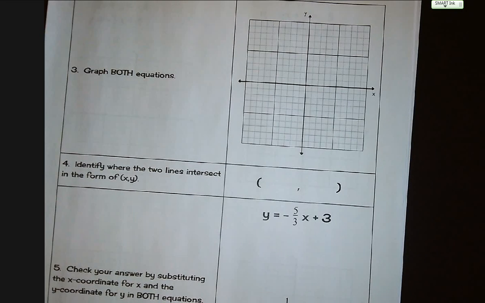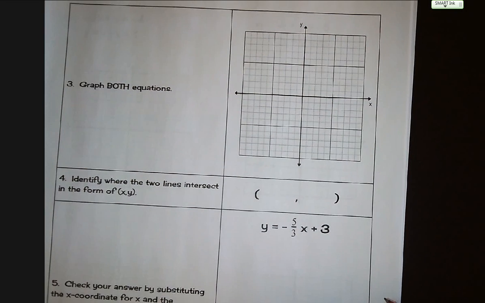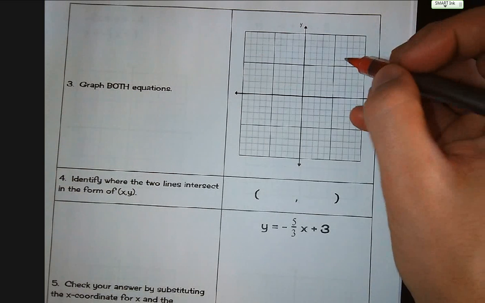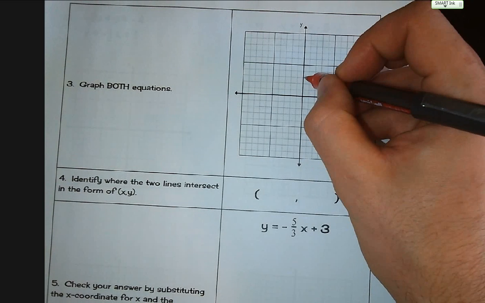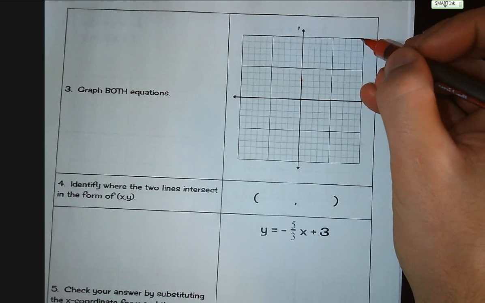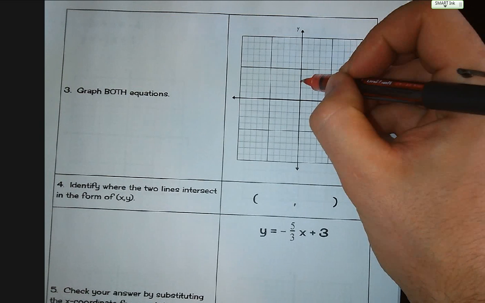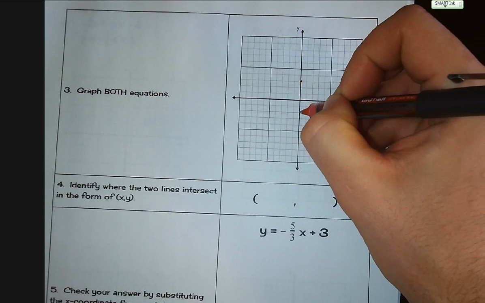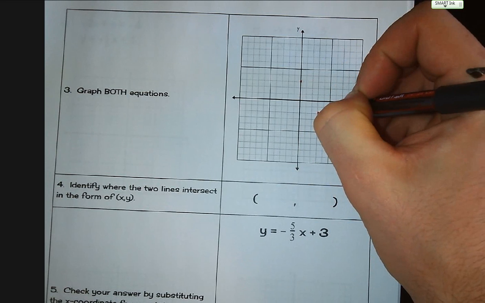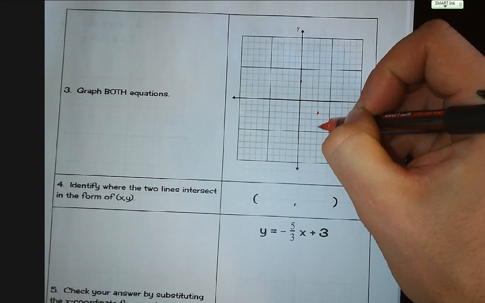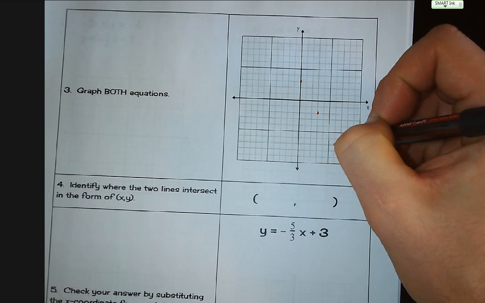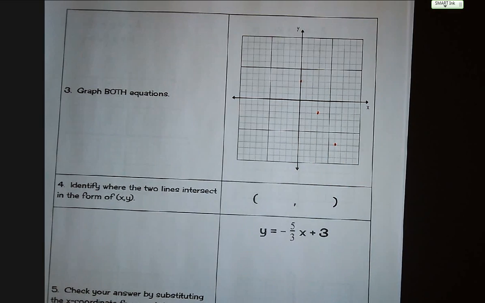All right, so we're going to start with our first line. We've got y equals, so we got a point at positive 3. And our slope was negative 5/3, so we're going to go down 5 and to the right 3. Down 5, to the right 3. All right, now we're drawing our straight line in.